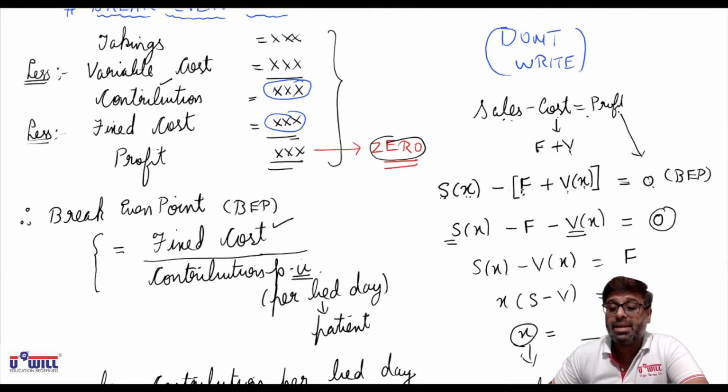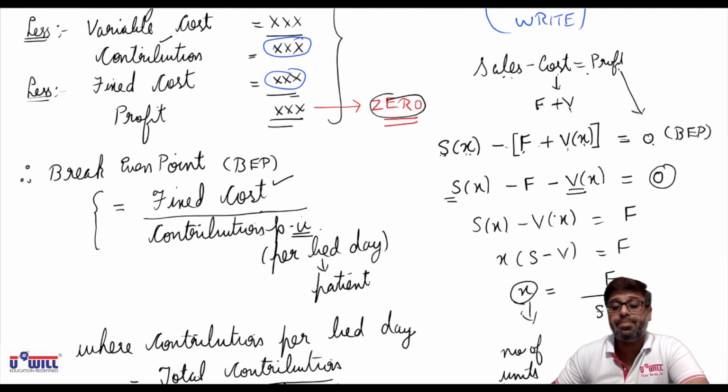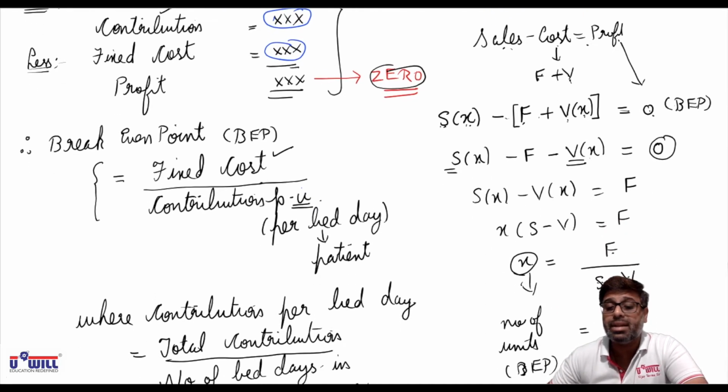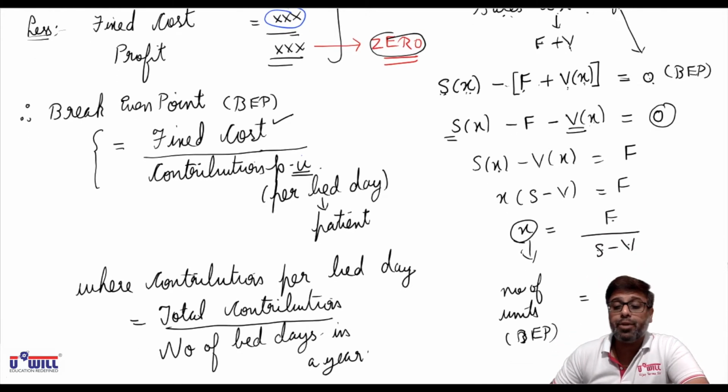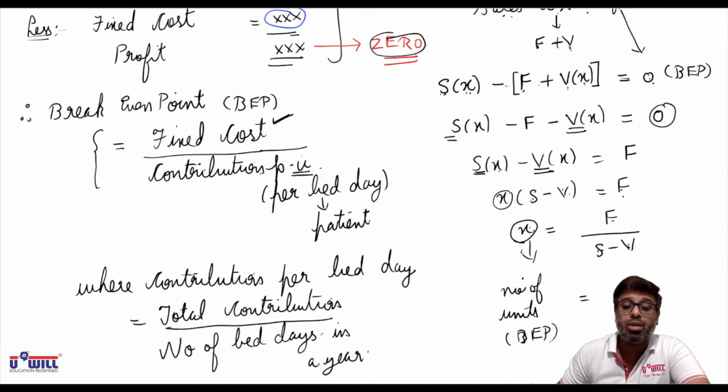Now, if you open the brackets, then minus into plus becomes minus. If you take X values together, then Sx minus Vx, and F on the other side becomes plus F. If you take X common, then in bracket S minus V equals F. So X, the number of units, is equal to F divided by S minus V. Now, what is X? Number of units at break-even point. What is F? Fixed cost. What is S minus V? Contribution, but S is selling price per unit, V is variable cost per unit. So S minus V denotes contribution per unit.